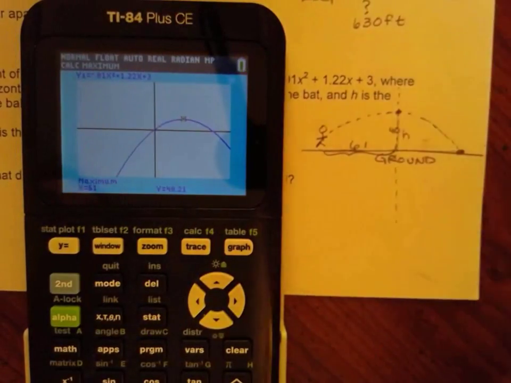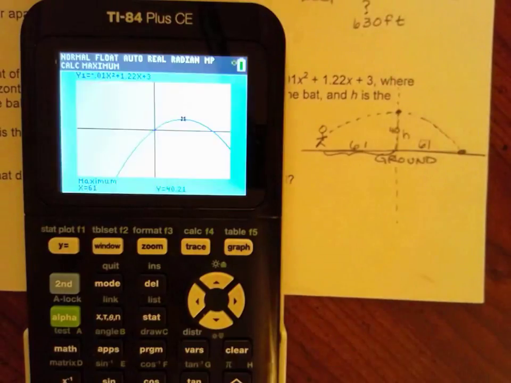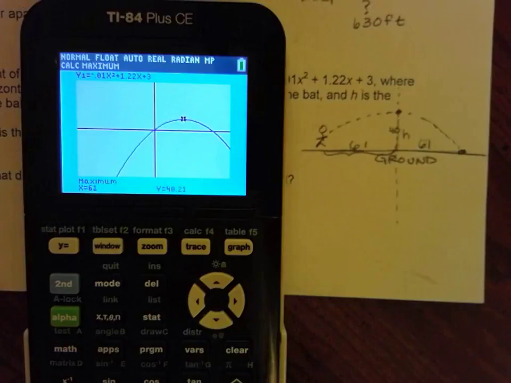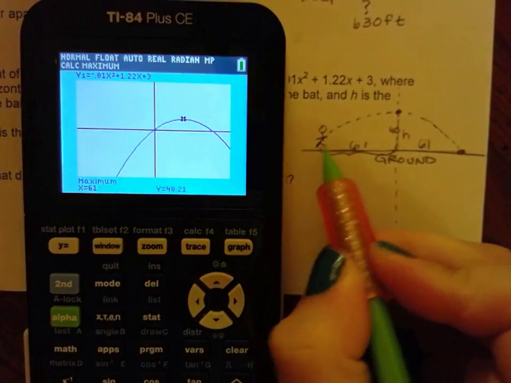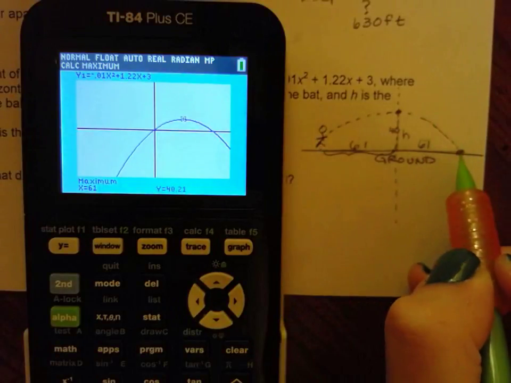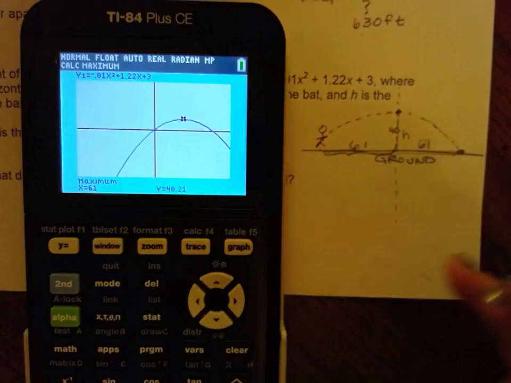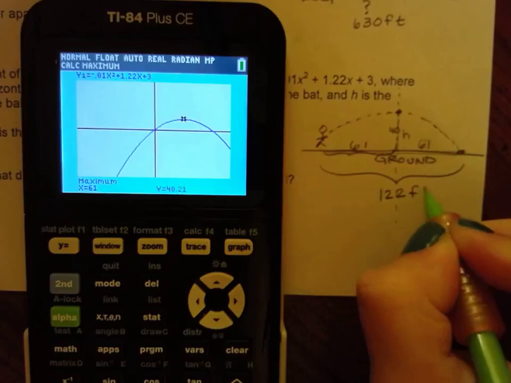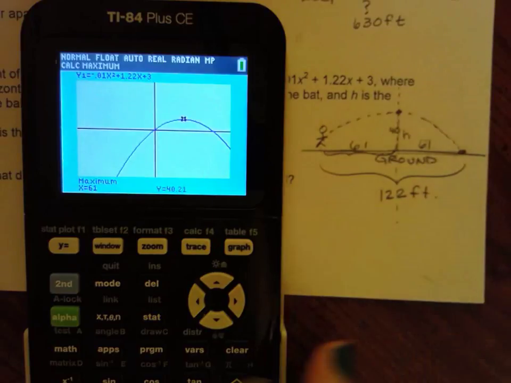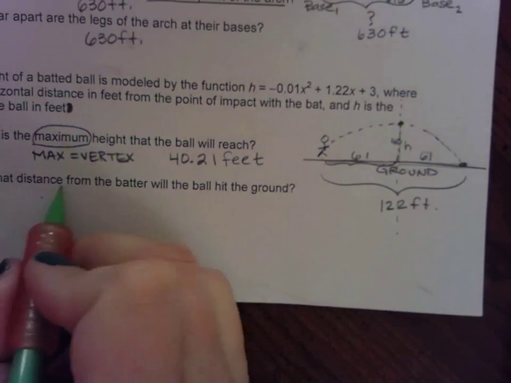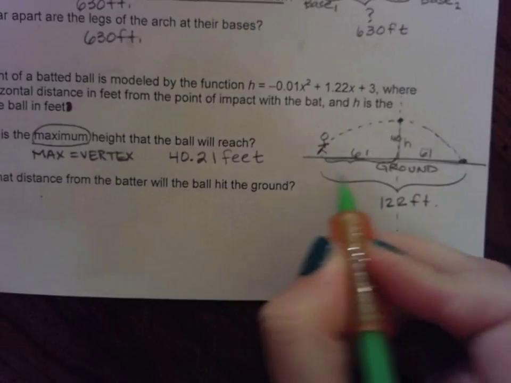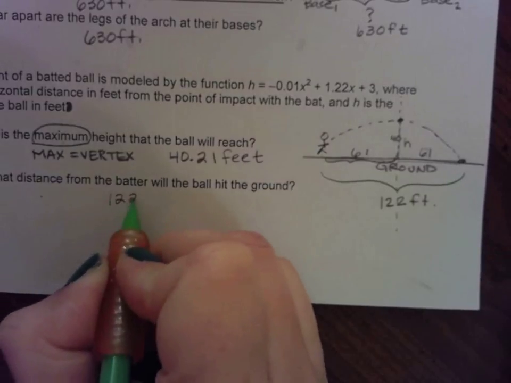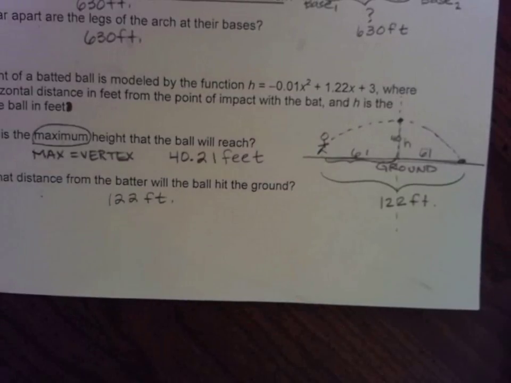So we can put a 61 right here. How many feet away from the batter does the ball hit the ground? Well, it's going to be 61 plus 61, which is a total of 122 feet. So at what distance from the batter will the ball hit the ground? It's going to hit the ground at 122 feet.